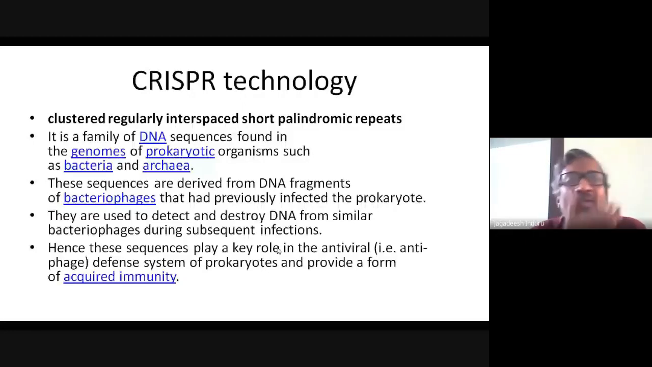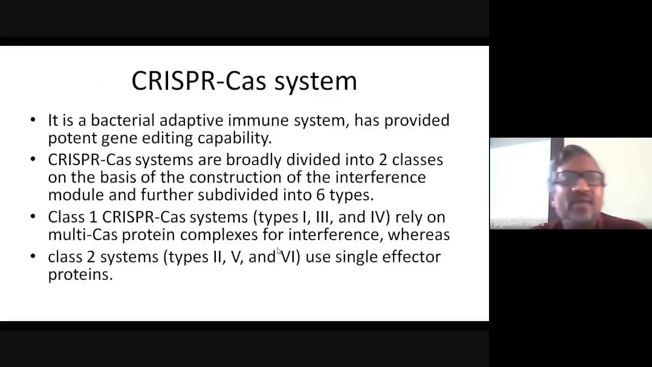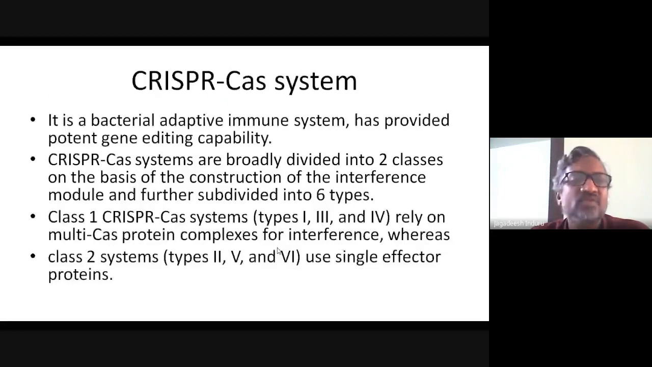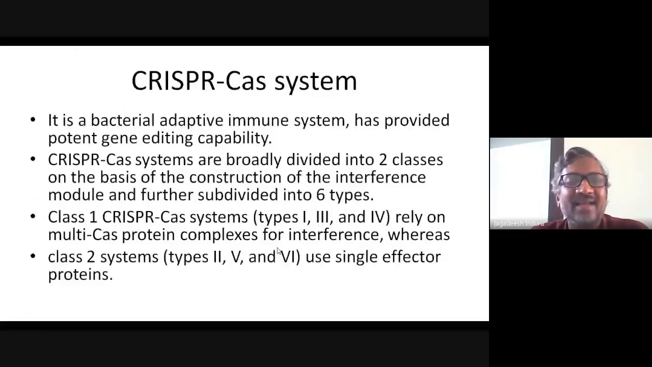Now, what is the CRISPR and Cas system? It is a bacterial adaptive immunity system that has provided a potent gene editing capability. Why it has a gene editing capability, we will see now. The CRISPR-Cas systems are broadly divided into two classes. Cas is nothing but an enzyme. CRISPR is nothing but a DNA fragment, which, as you have seen, contains repeated palindromic repeats in clusters.